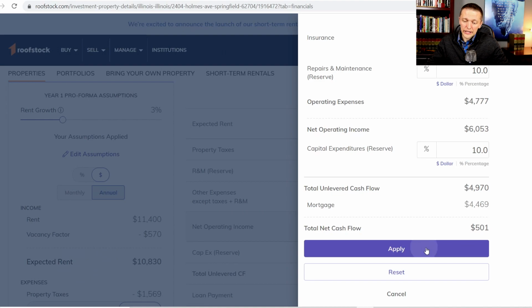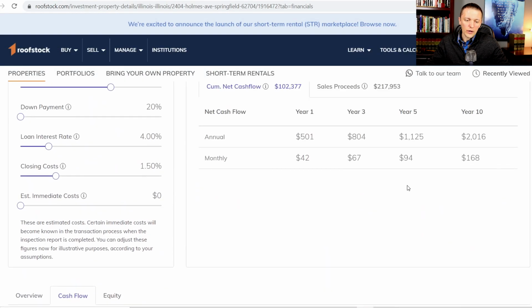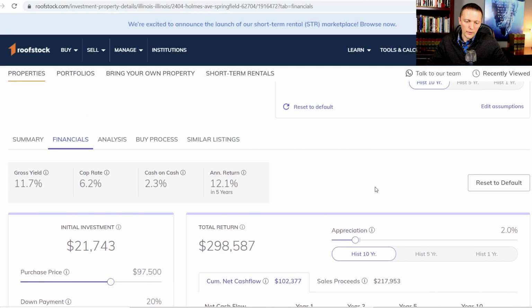So I'm going to go ahead and click apply, and let's take a look at what this does for our total numbers here. So it didn't do a whole lot for our cash on cash return. It is still pretty horrible at 2.3%. Cap rate is at 6.2%, which is also not that great. If you're a buyer, you want the cap rate to be higher. And if you're a seller, you want the cap rate to be lower. It just means that you're paying less for the cash that it brings in.